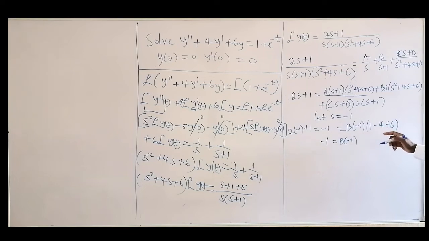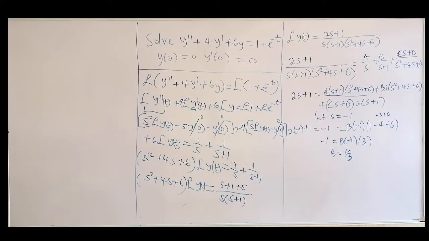1 minus 4, that's -3, plus 6, that's 3. Minus a is here, minus a is here, so b is equal to what? 1 over 3. Okay, b equals 1 over 3. So with that now, b is 1 over 3.